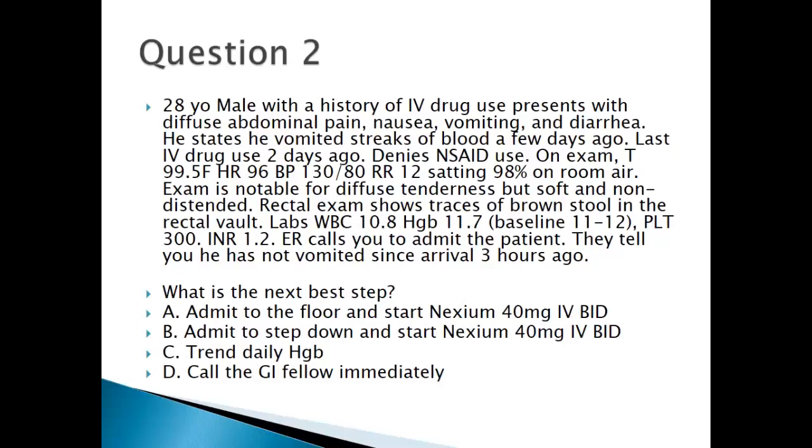I think in general, when you're admitting somebody for bleeding, you want to, at least for the first 24 hours, have a look at their hemoglobin every 12 hours or so, and if it's stable, then you can go to daily.